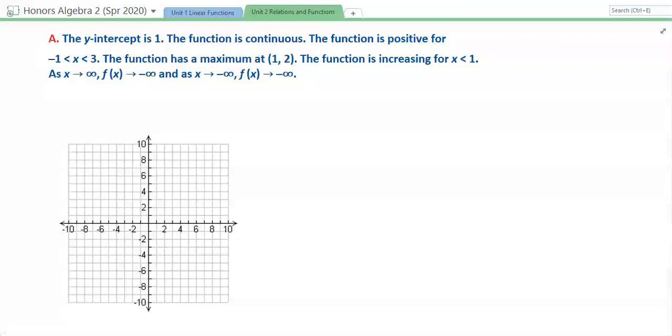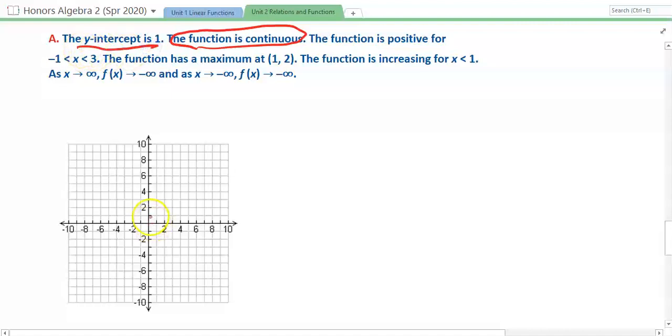We've got a couple of examples here of nonlinear sketches. The idea is still the same: we're going to graph this based on the information that we know. We're told the function is continuous, which means it's one smooth line or curve. We're told that the y-intercept is 1, so my y-intercept is here. The function is positive from -1 to 3, and again, we might see that in interval notation, -1 to 3. And so that means I have an x-intercept at -1 and an x-intercept at 3.